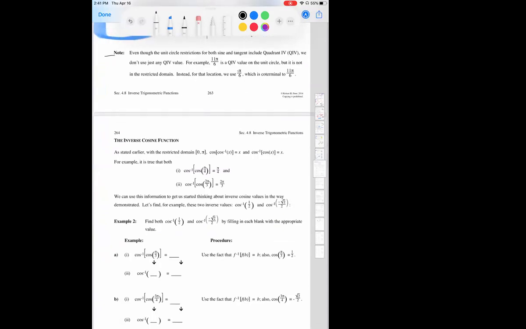Note, even though unit circle restrictions for both sine and tangent include quadrant 4, we don't just say any value in quadrant 4. For example, pi over 6 is a quadrant 1 value on the unit circle, but it's not in the restricted domain. Instead, the location of negative pi over 6, which is coterminal to 11 pi over 6.